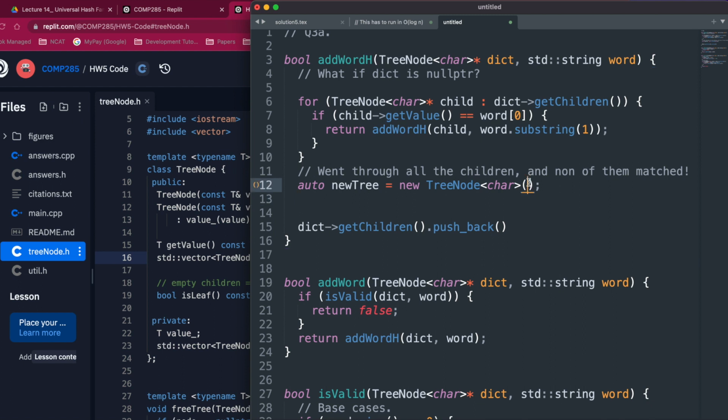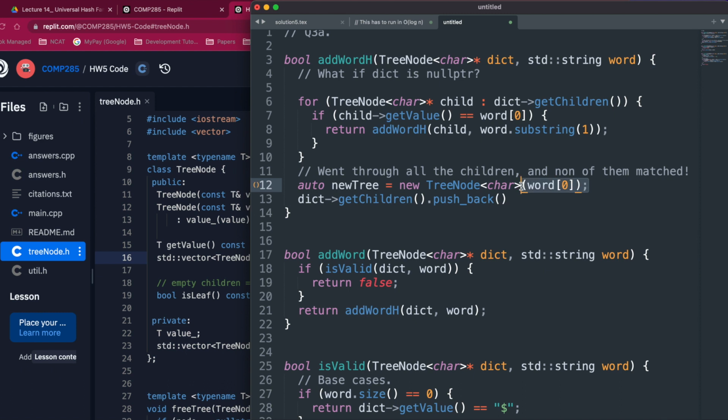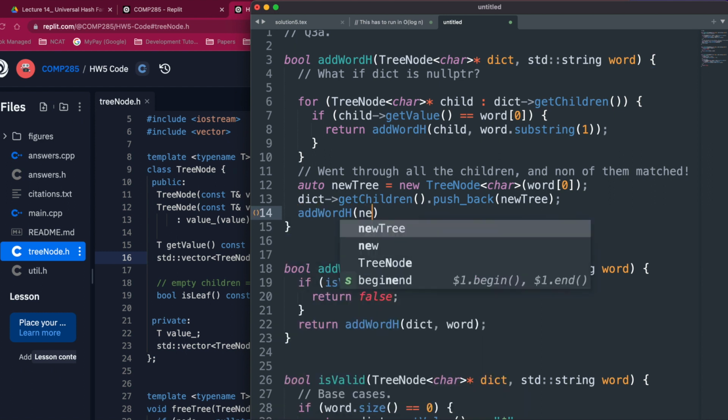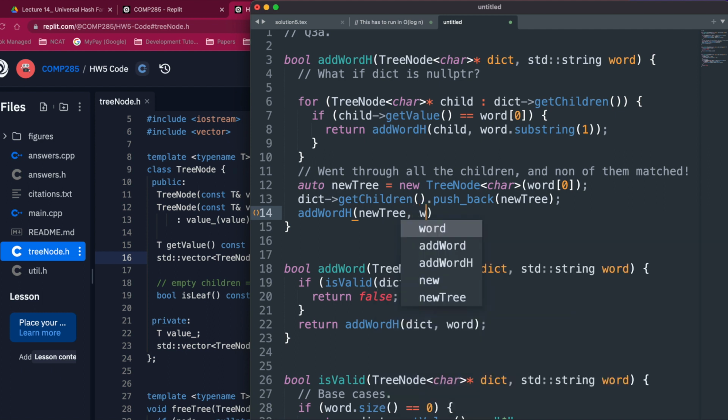And I guess the value we would give it is actually word 0. So we create an empty tree that has just the first character in the word because it was not in any of the children. Then we add that tree to be a child of our parent. So we push it back here. And then we call ourselves recursively on this new tree because now we want to add the rest of the word, whatever that is. Okay?